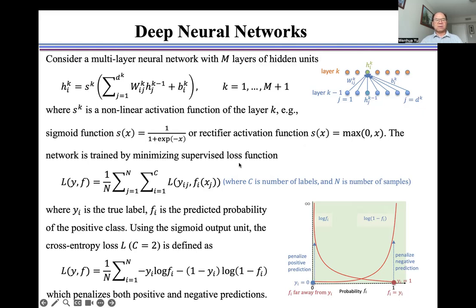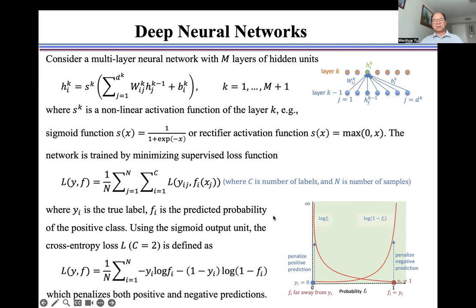The network is trained by minimizing a supervised loss function as shown here, where C is the number of labels and N is the number of samples, where y_i is the true label and f_i is the predicted probability of the positive class. Using the sigmoid output unit, the cross-entropy loss L is defined as here, which penalizes both positive and negative predictions as shown here. When the prediction is the same as the true label, the model penalizes the negative prediction, otherwise it penalizes the positive prediction.